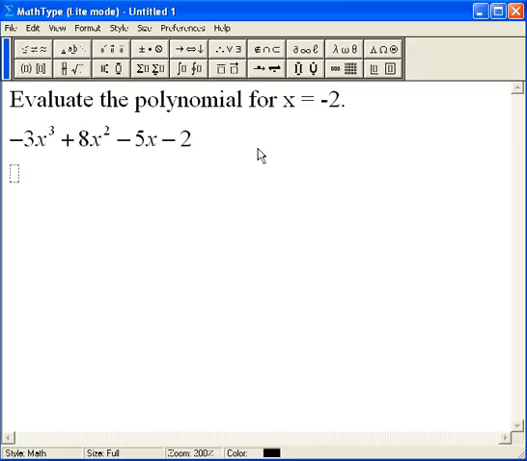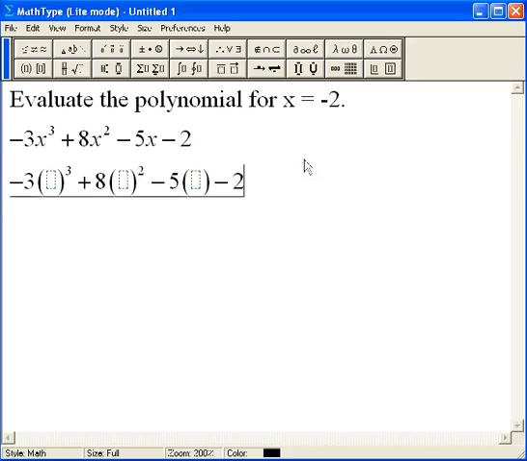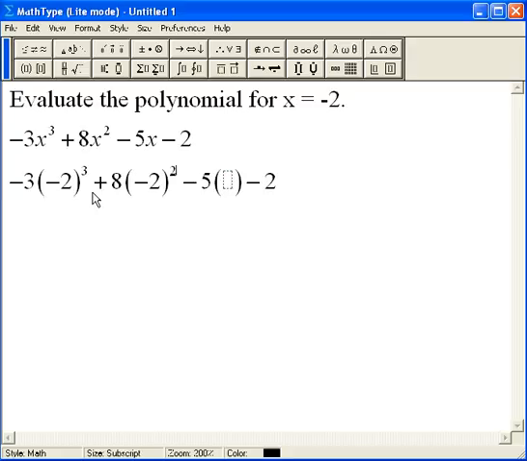Now, because the number is negative, I have the practice of replacing first each of the variables with a parenthesis. See, like I did. This parenthesis is for x to the third power. This parenthesis is for x to the second power. And this parenthesis is for the variable x. And what I do is, inside the parentheses, I then write the value of x, which is -2. Okay, so inside of each parenthesis, I'm going to write the value -2. The reason I do that is to avoid careless mistakes when I'm working with negative numbers.